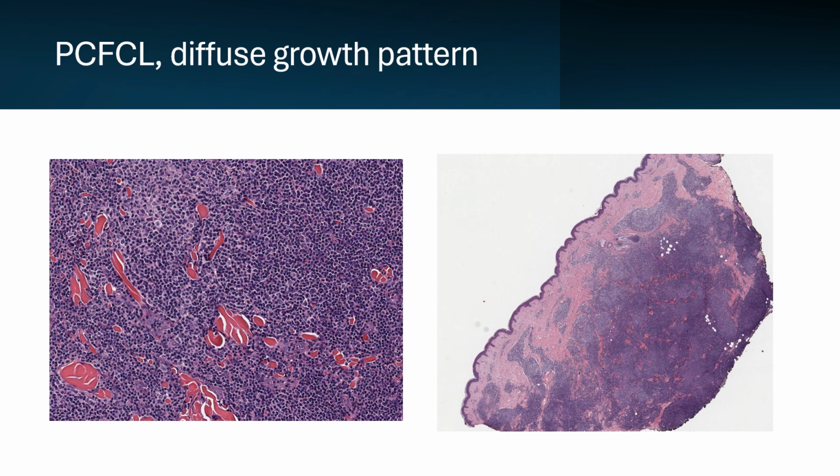And this is an example of the primary cutaneous follicular center lymphoma diffuse growth pattern. As you can see on the low power, there is a very dense lymphocytic infiltrate in the dermis, sparing the epidermis. And here we can appreciate these small lymphoid cells, and they are primarily centrocytes with few centroblasts.